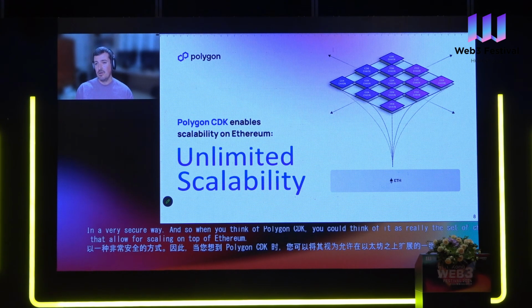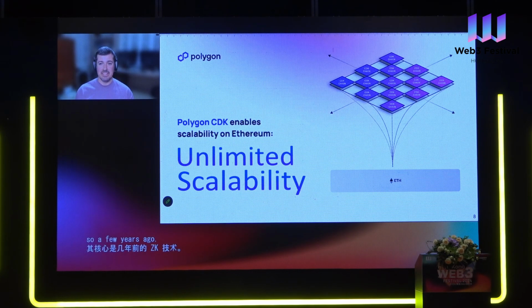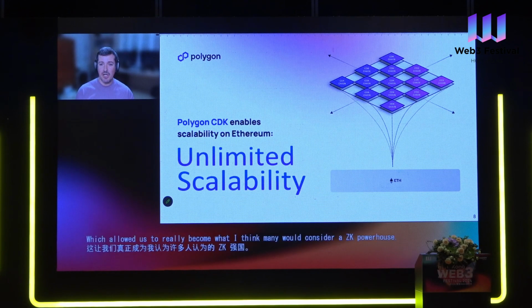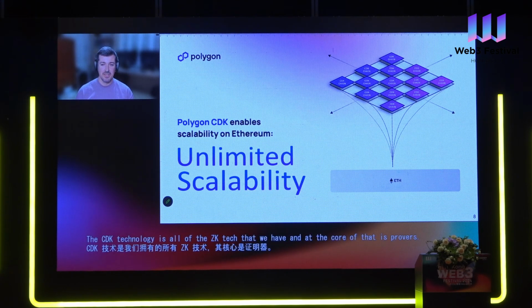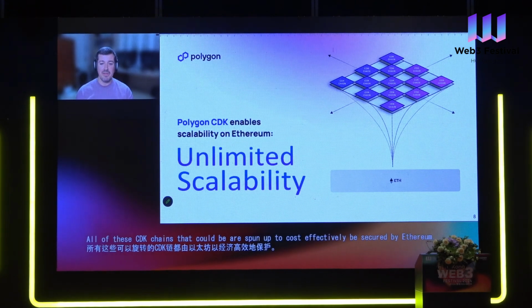So a few years ago, Polygon Labs acquired a couple of ZK teams and brought them together, which allowed us to really become what I think many would consider a ZK powerhouse. And underlying the CDK technology is all of the ZK tech that we have. And at the core of that is provers. And these provers are really what allows all of these CDK chains that are spun up to be cost-effectively secured by Ethereum. And some of the benefits of using this ZK tech include things like instant withdrawals and instant deposits, in a way that you don't necessarily see with other technologies such as optimistic rollups.